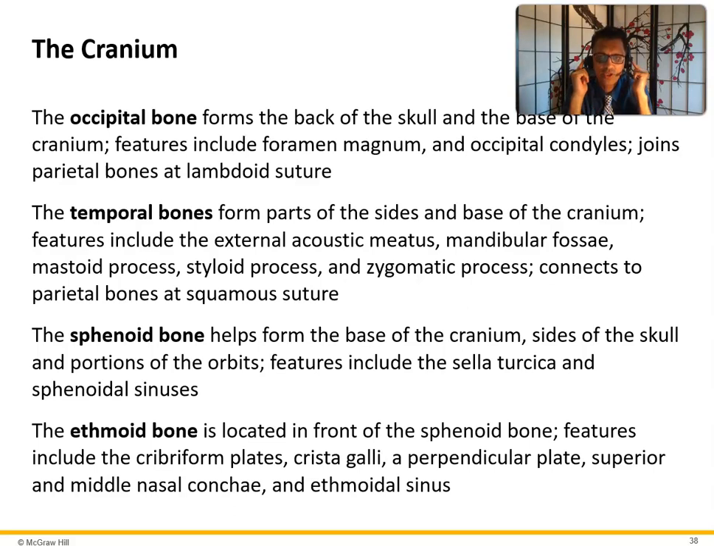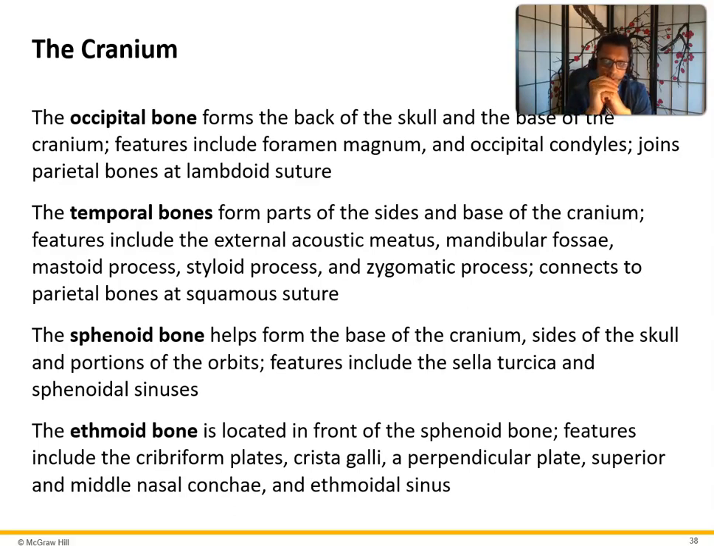Features include the external acoustic meatus, the mandibular fossa, mastoid process, styloid process, and zygomatic process. It connects to the parietal bones at the squamous suture. The sphenoid bone is this butterfly-shaped bone that helps form the base of the cranium, sides of the skull, and portions of the orbits. Okay. Features include the sella turcica, and inside the sella turcica sits the pituitary gland, so it's well protected, and the sphenoid sinuses.